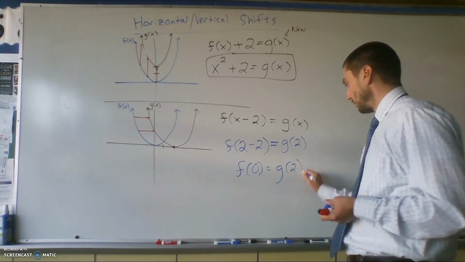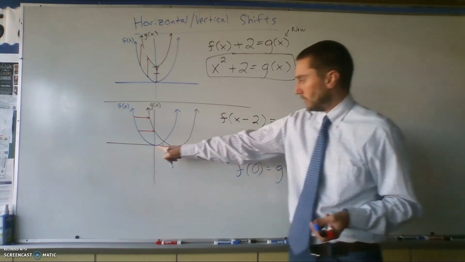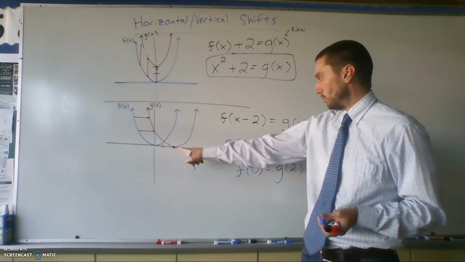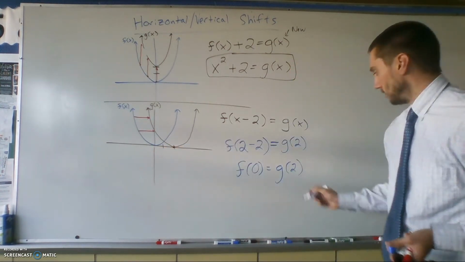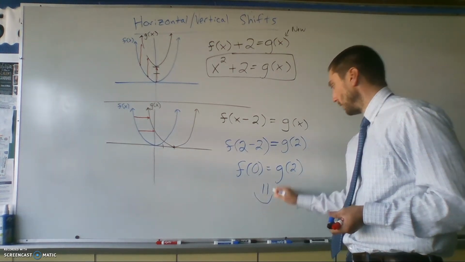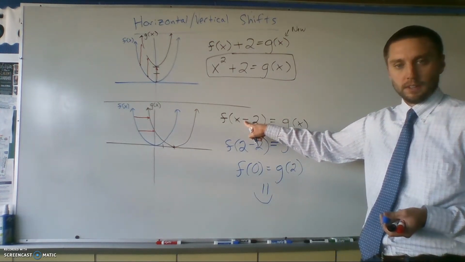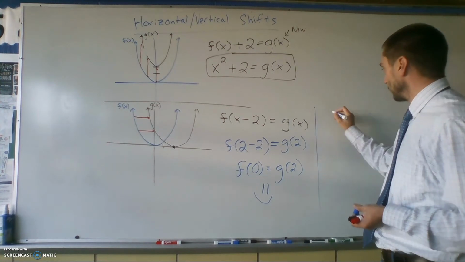So is f of 0 equal to g of 2? Well, let's look. F of 0 is 0. G of 2 is 0. And so this holds true when we did our subtraction there.